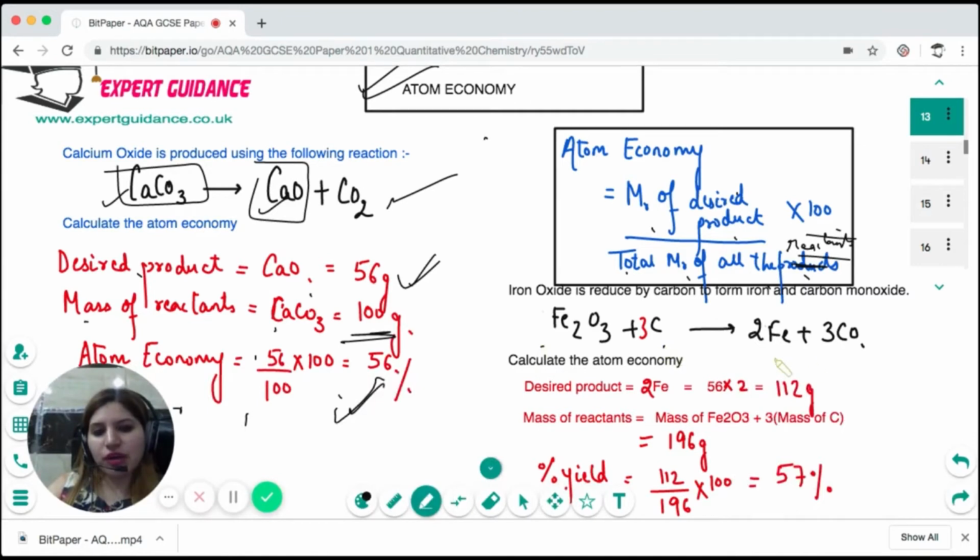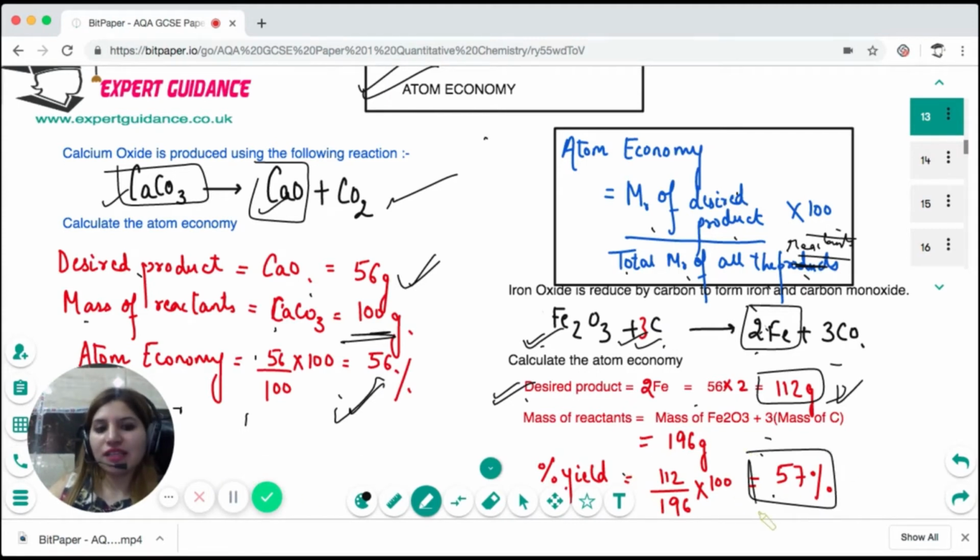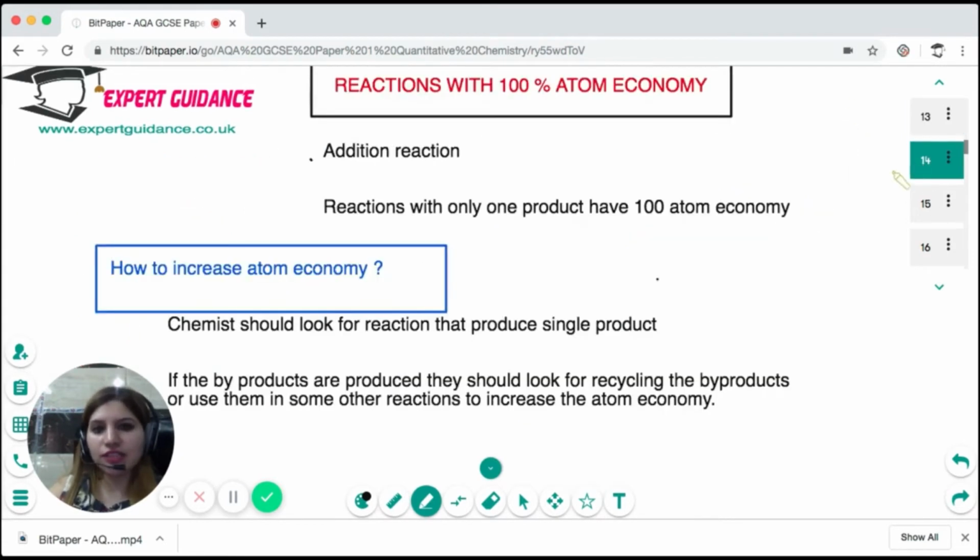Let's take another example. Fe2O3 plus 3 carbon gives 2 Fe plus 3 CO, and the desired product is iron. What is the mass of the desired product? 2 times the MR of iron, which is 112 grams. What is the mass of all the reactants? That is the mass of Fe2O3 plus 3 times the mass of carbon. Once we do that, we get 112 over 196 times 100. That gives us the atom economy of 57%. I hope this concept of finding the atom economy is clear to you.